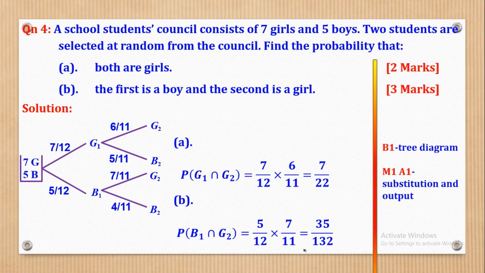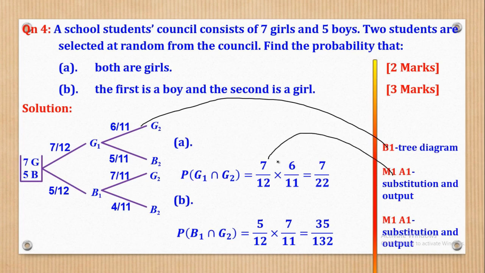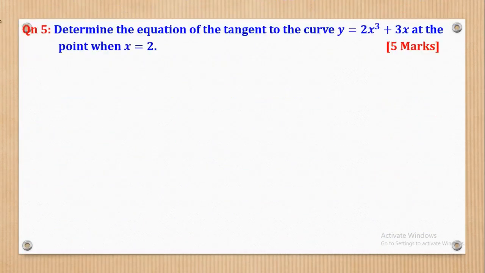Now let's see how marks can be awarded. B1 for the tree diagram, M1 for substitution, A1 for the output, M1 for substitution, A1 for the output. So that was question 4. Now we shall go to question 5, which says, determine the equation of the tangent to the curve this at the point x equal to 2.